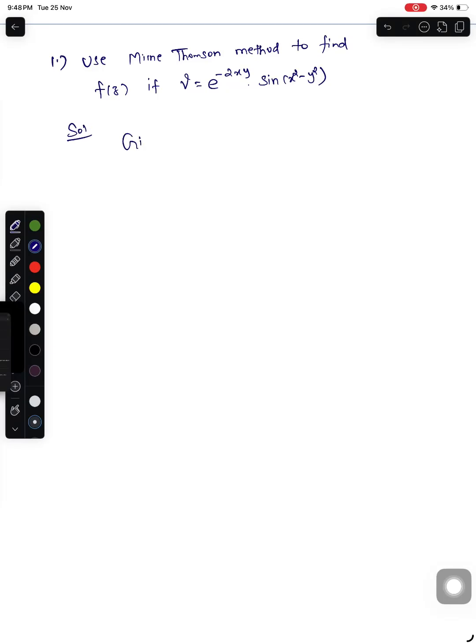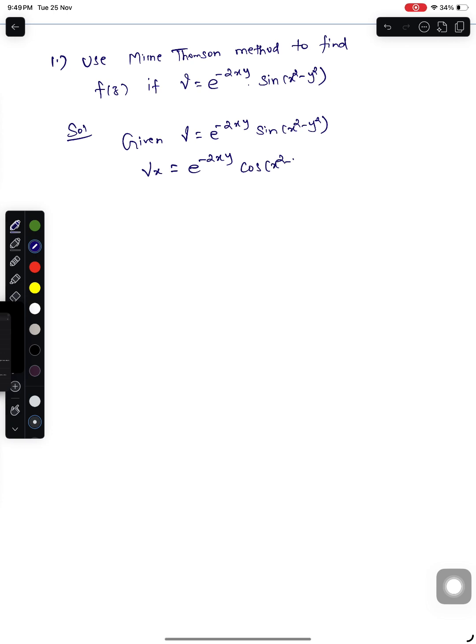Hi. So in this video, we'll see about finding f of z if v is given, using the Milne-Thomson method. So given v equal to e power minus 2xy sine of x square minus y square. Now let us differentiate v with respect to x.